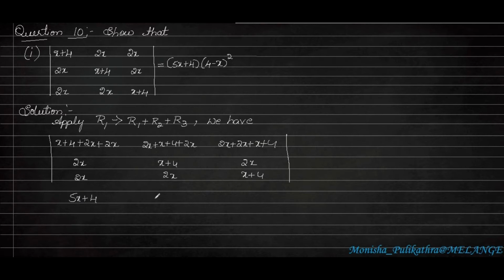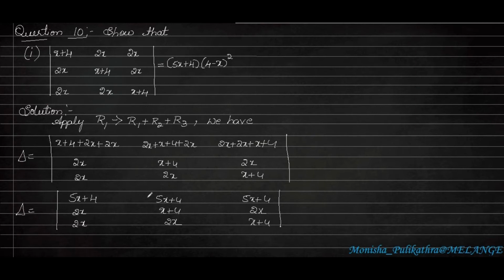Again here also the same thing, 5x plus 4 and here also 5x plus 4. And rest of the things we have to write as it is. 2x, x plus 4, 2x and 2x, 2x, x plus 4. I hope you understood up to here. So first we have to apply a rule which shows row 1 is equal to row 1 plus row 2 plus row 3. Okay. So later it will become like this.